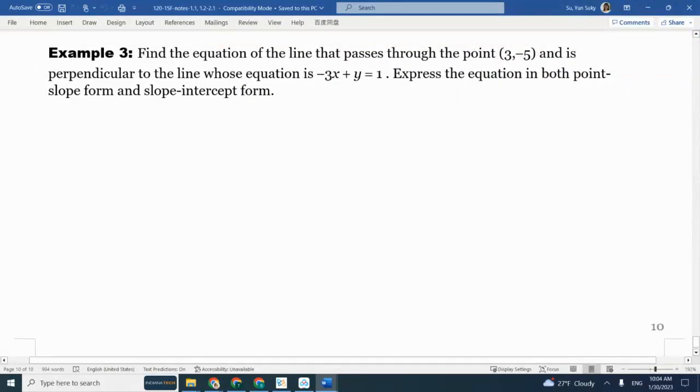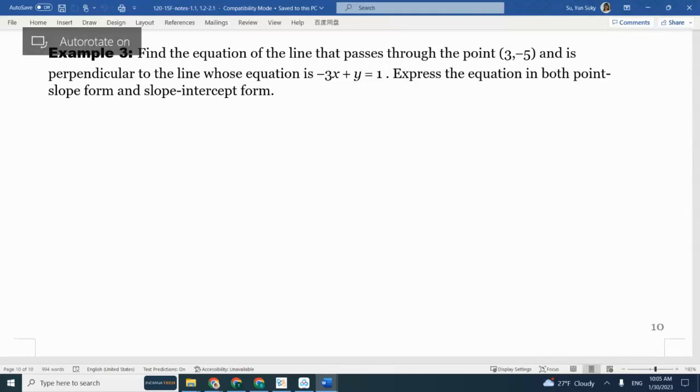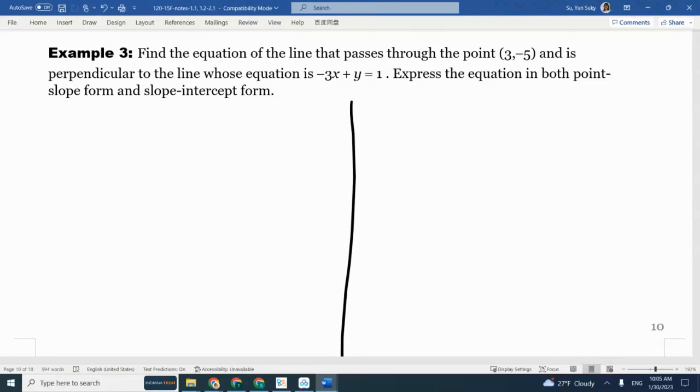Find the equation of the line passing through the point (3, -5) and perpendicular to the line whose equation is -3x plus y equals 1. Express the equation in both point-slope form and slope-intercept form. Actually, let's do both: find a line perpendicular to it and find another line that is parallel to it. Let's put a mark here.